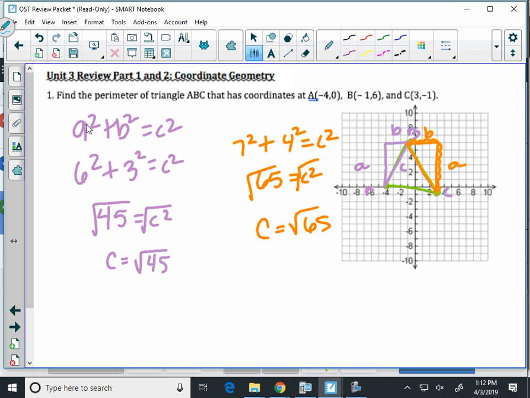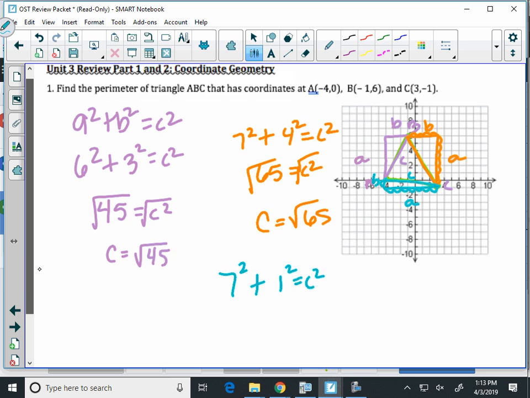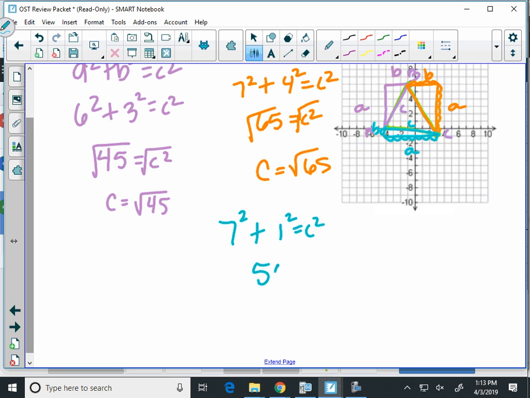Then you repeat that same process with the next one. The side you're trying to find is your C, make one your A and one your B. My A is 1, 2, 3, 4, 5, 6, 7. So I have 7 squared, plus my B is 1 squared. Plug that in your calculator. 7 squared plus 1 squared is 50. Then don't forget, square root both sides. So C is equal to radical 50.